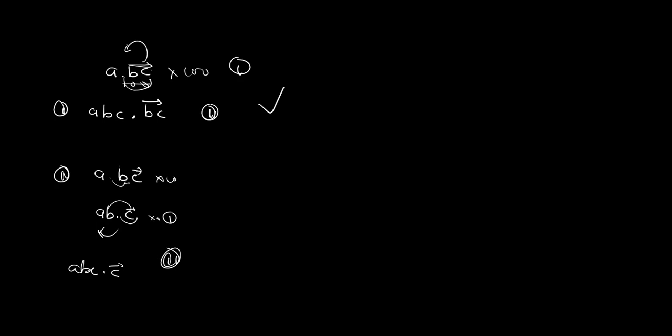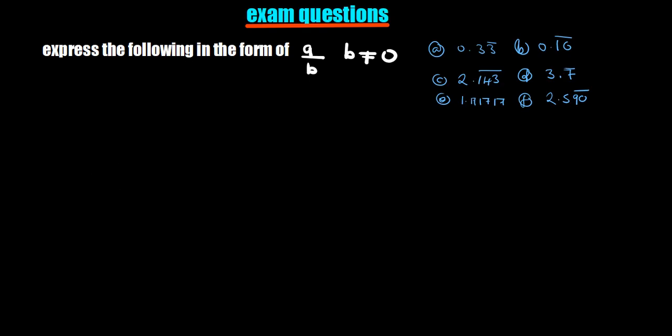Let's see the questions that I'm talking about. Let's see the exam questions that I've just picked from some papers. Okay, so express the following in the form of a over b, where b is not equal to 0. So the first one is what?